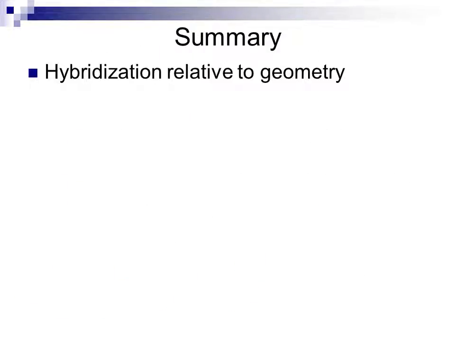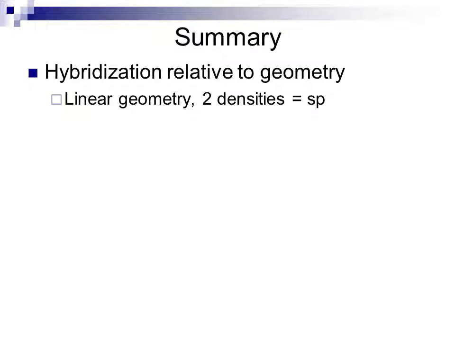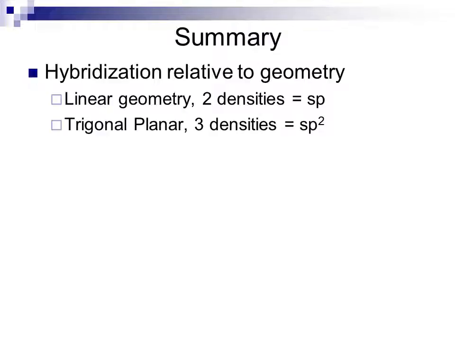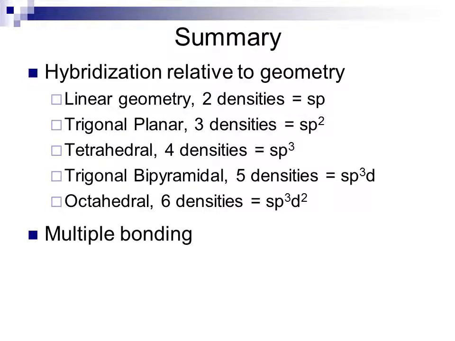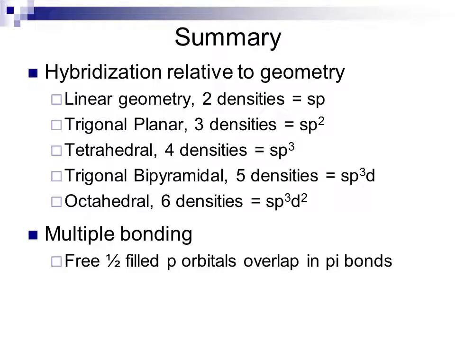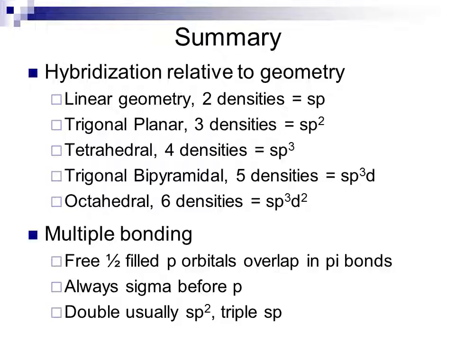So in summary, hybridization is relative to geometry. A linear geometry has 2 densities, and so for linear geometry you would expect sp. A trigonal planar would be sp2, a tetrahedral sp3, trigonal bipyramidal sp3d, and octahedral sp3d2. Multiple bonding will occur in cases where I have a free half-filled p orbital that can overlap to make pi bonds. You will always make a sigma bond before you make a p orbital overlap in a pi bond. If I have a double bond, I'll usually get an sp2 configuration. If I have a triple, there are 2 p orbitals available, so I'll generally get an sp configuration there.